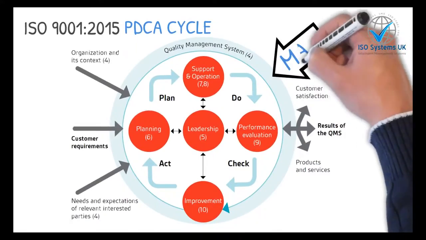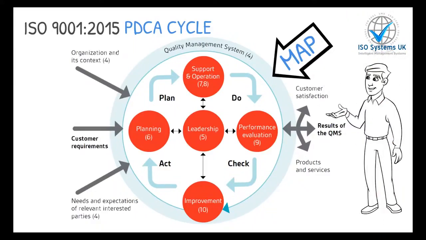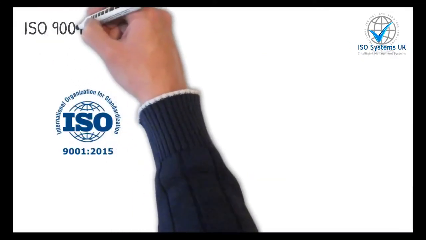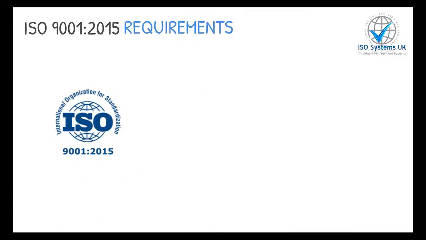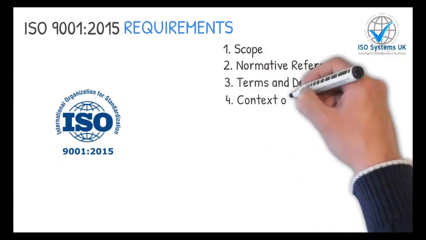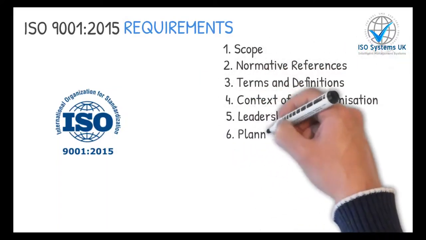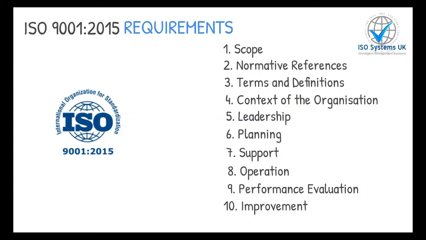You probably may think that the new quality management system model is complex or too simplified for your organization. Regardless of your perspective, let us break this down for you. First, the new ISO 9001 contains 10 clauses. These are the scope, normative reference, terms and definitions, context of the organization, leadership, planning, support, operation, performance evaluation and improvement.